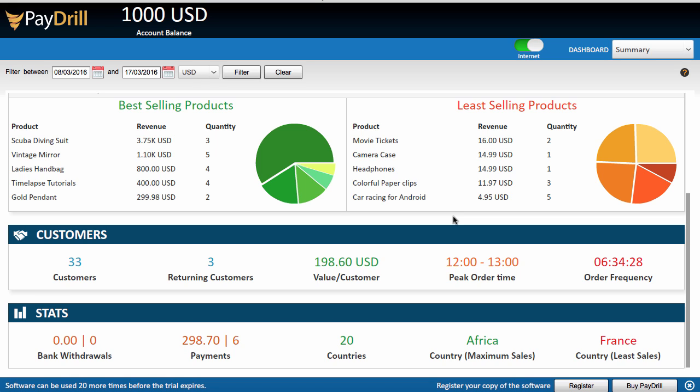So my opinion of PayDrill is it's a really handy software. It takes PayPal to the next level. It provides useful data, and if you're planning on selling through PayPal in future, this is going to be a useful tool for your business as well.